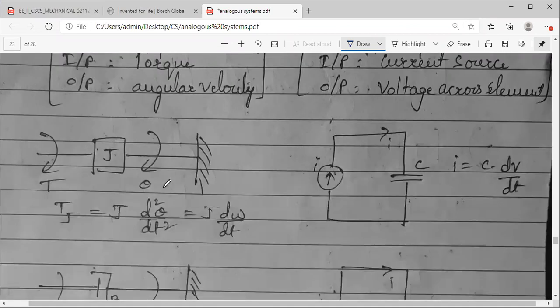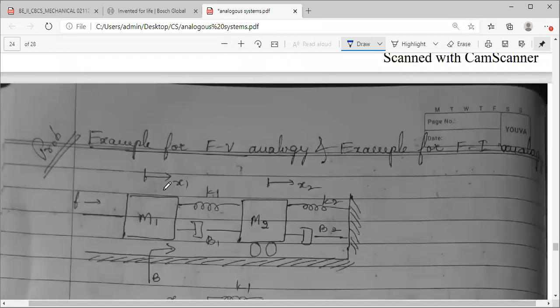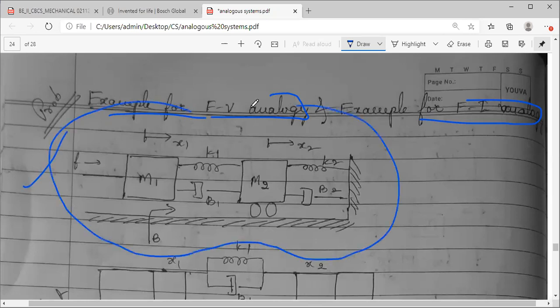Okay, with this, let me start a simple problem. Example for force voltage and force current analogy. I'm taking force, which means it is a translational mechanical system. You can see it in the figure. This is the mechanical system given to you. For this, you have to draw the equivalent electrical network using force voltage and force current.